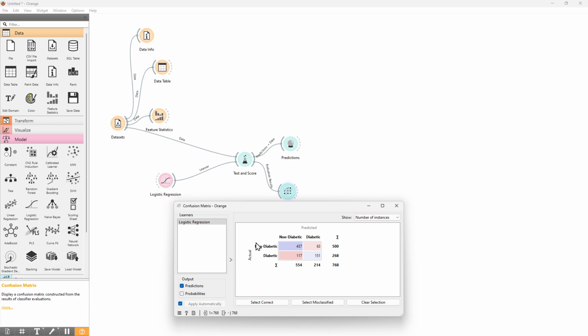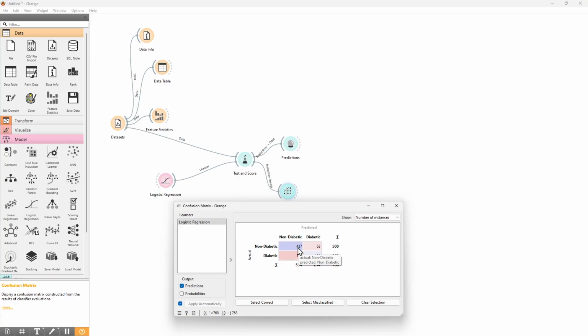For example, this row is all the actual people who do not have diabetes, right? There's 500 in total. And this bottom row is where people have diabetes. There's 268 of them. Now, when you look at the prediction columns, the model predicted 554 people to have no diabetes and 214 to have diabetes. That's the prediction column there.